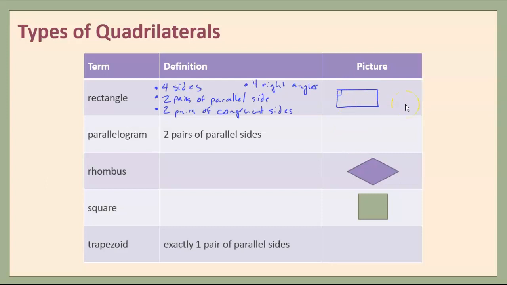Okay, so what's a parallelogram? We've got the definition here: 2 pairs of parallel sides. Do you know what a parallelogram looks like?